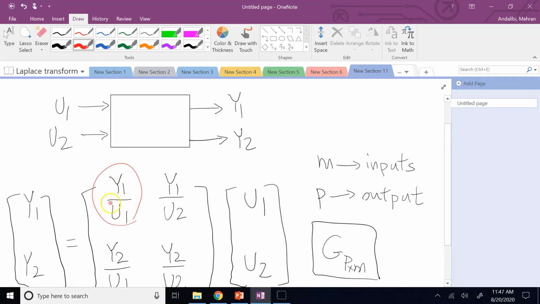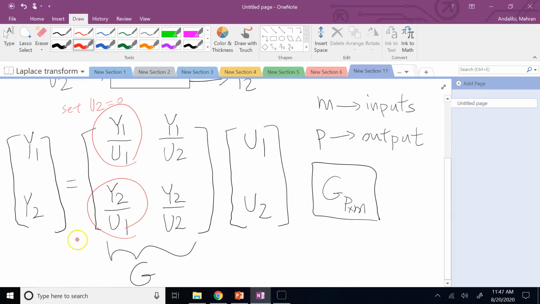So how do I find this? In order to find this, I set u2 to be 0. And then from the governing differential equations of the system, I solve for y1 as a function of u1, and then I divide the ratio. The same thing for here. I still set u2 to be 0, and then solve for y2.